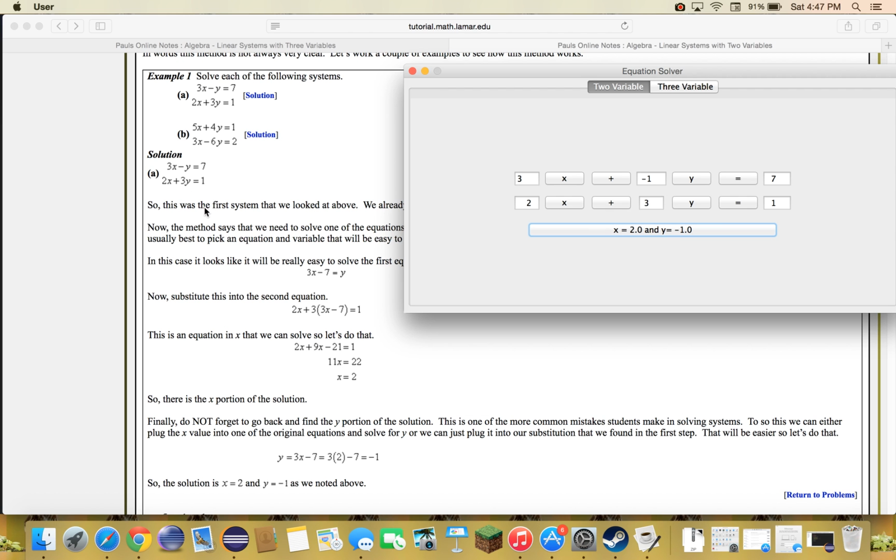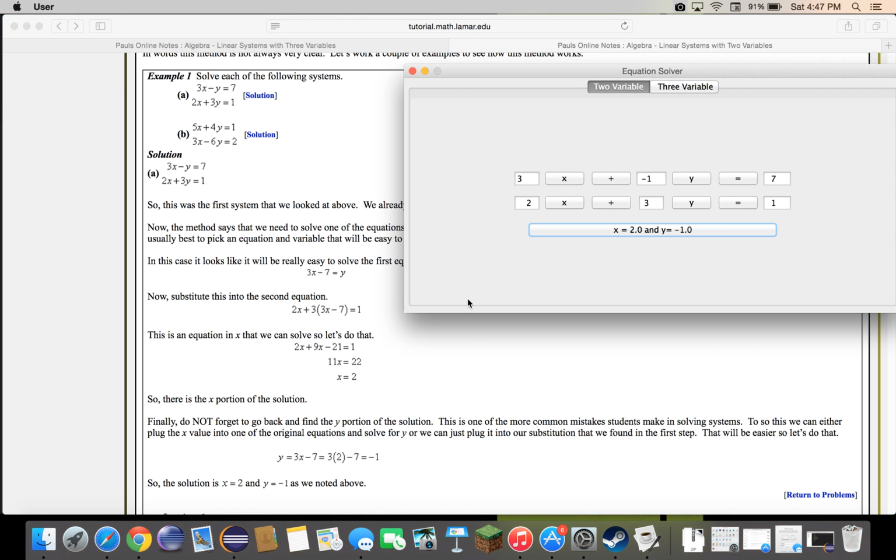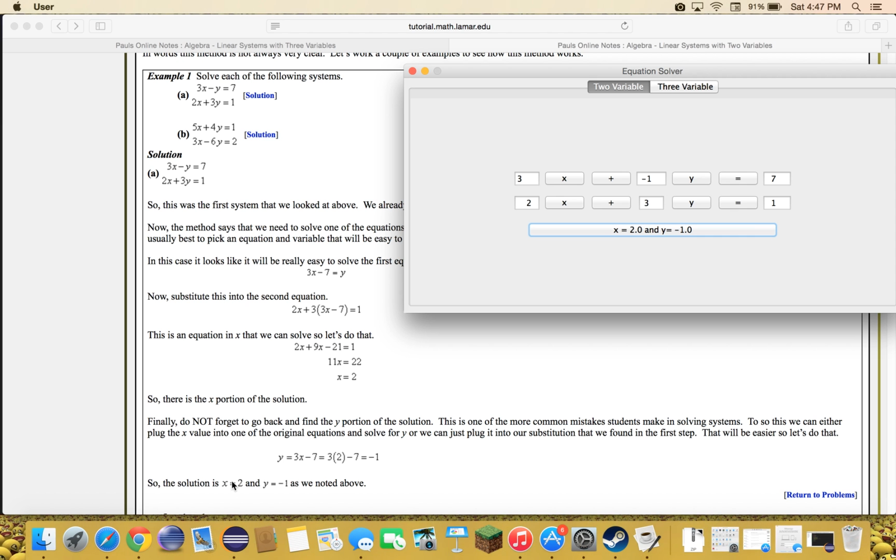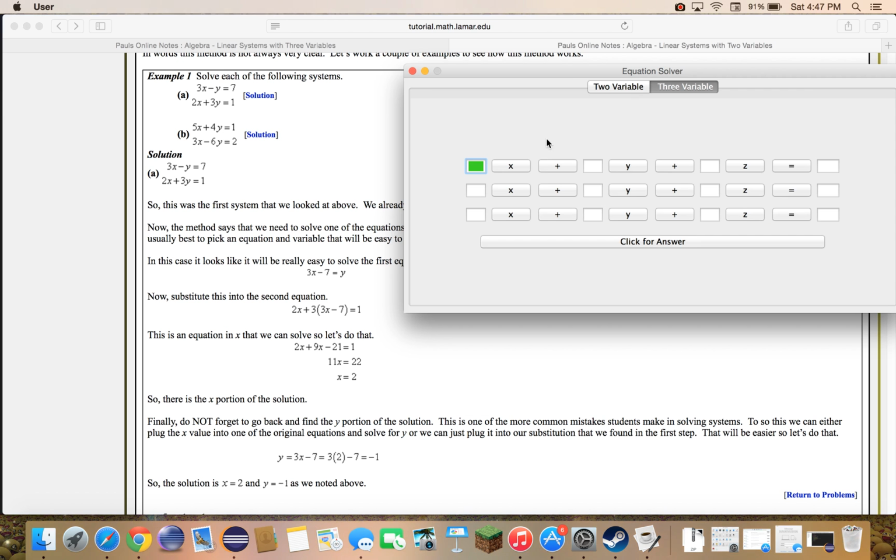So if we check, they go through and just teach you how to solve it. And then in the end, they get x equals 2, y equals negative 1. That's what we got. So that works. Now let's make sure that our 3-variable equation works.